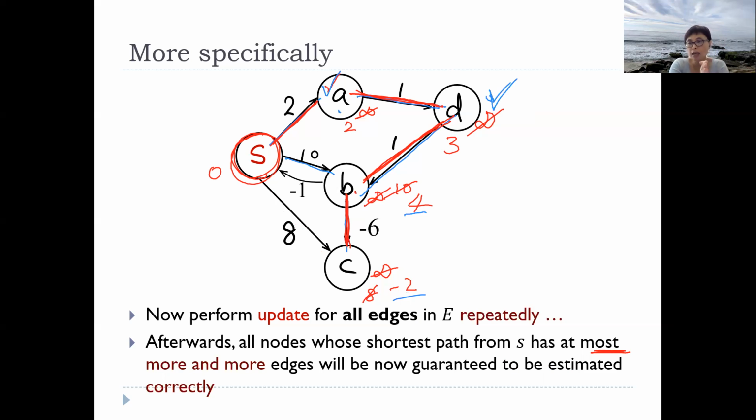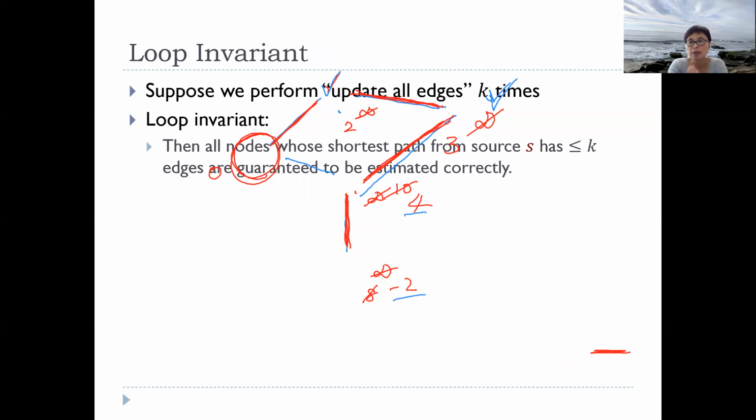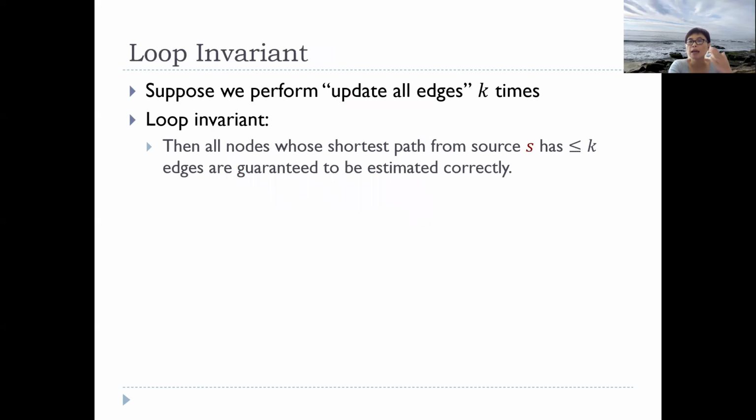So suppose after k such rounds of updates, you can guarantee that all the nodes whose shortest path from the source has at most k edges are guaranteed to be estimated already correctly. Now, by performing updates on all edges one more round, you reach all those nodes whose shortest path has k plus 1 edges, which are also guaranteed to be correct. And you do this until we are guaranteed to reach all the nodes and find the shortest path to all of them.